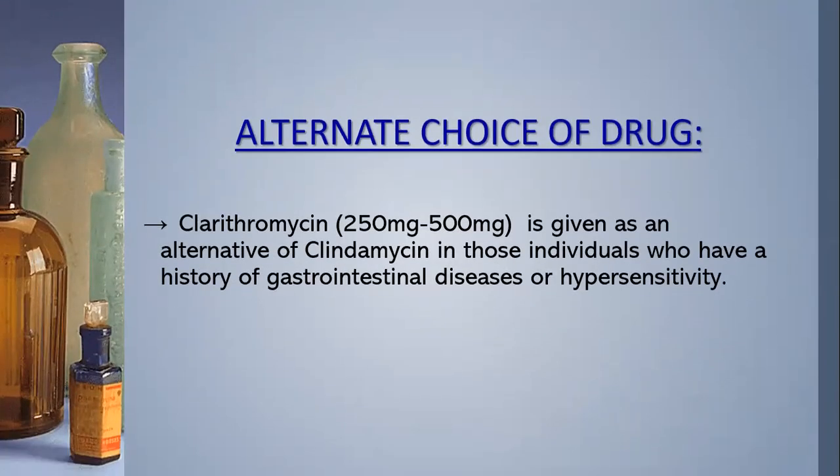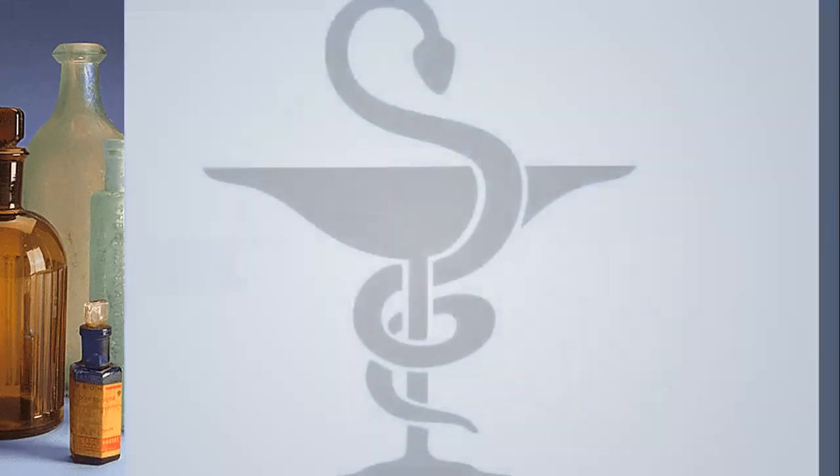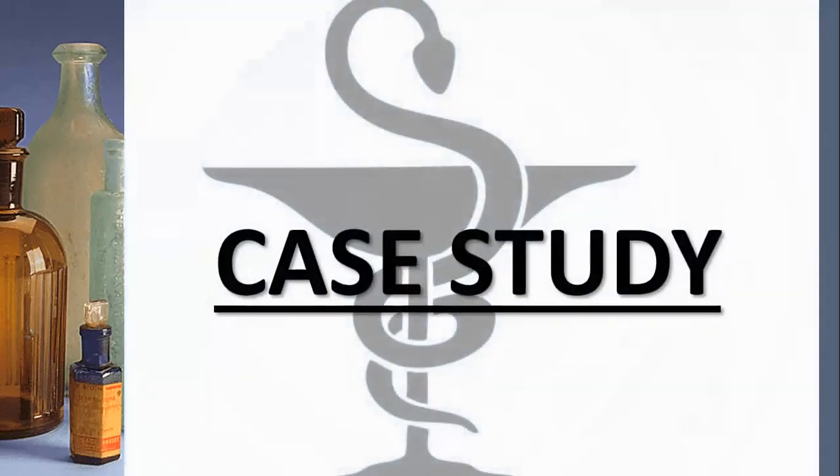And its alternate choice of drug is erythromycin, which is given in 250 milligram to 500 milligram. It is given as an alternative to clindamycin in those individuals who have a history of gastrointestinal diseases or hypersensitivity. Now we have a case study related to my drug, which is clindamycin.